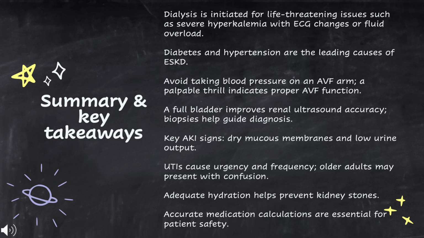In summary, this unit highlighted crucial points about renal failure and its management. Dialysis is initiated for life-threatening issues that arise in end-stage CKD. For instance, severe hyperkalemia with ECG changes or fluid overload refractory to diuretics demand prompt dialysis to prevent fatal complications. We also reinforce that diabetes and hypertension are the leading causes of ESKD, which underscores the need for diligent control of blood sugar and blood pressure in at-risk patients to slow the progression of kidney disease.